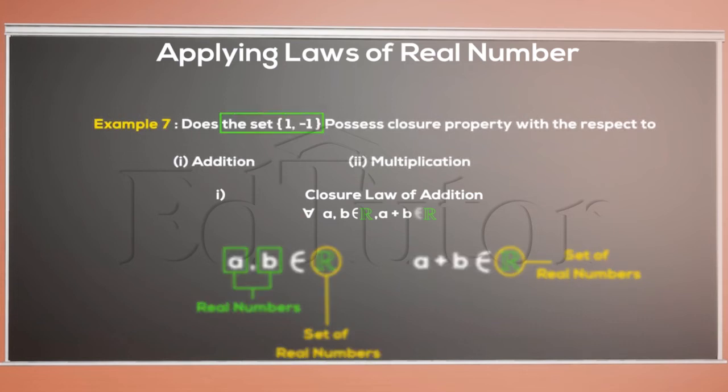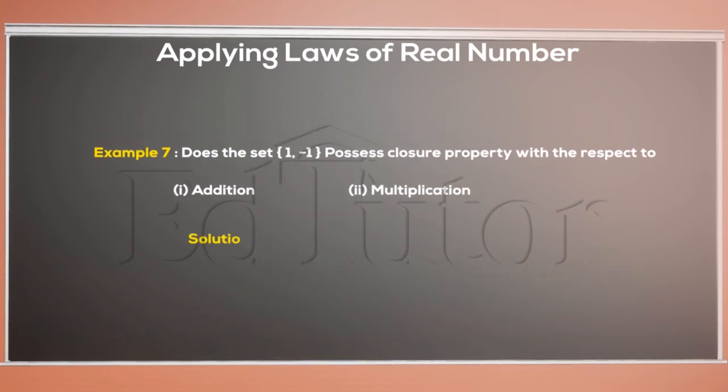So, back to the set in this question. It only has two numbers, 1 and -1. But do their sums belong to the same set as well? We just need to do some primary school addition to find out. Add 1 to itself. And what do you get? 2, which is not in the given set.